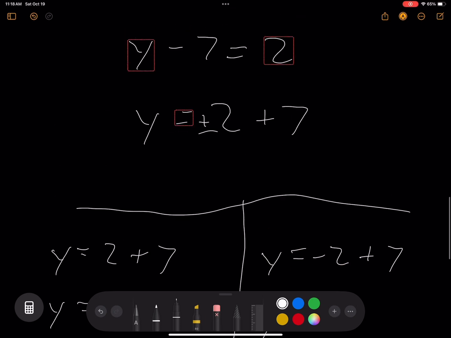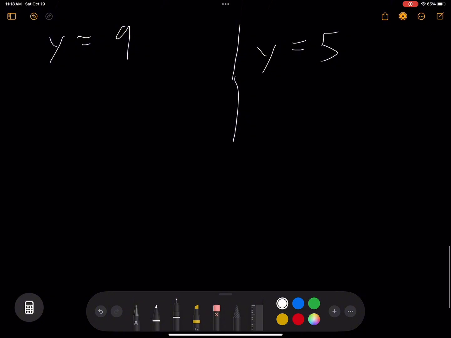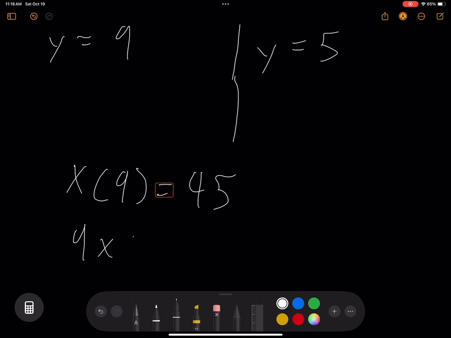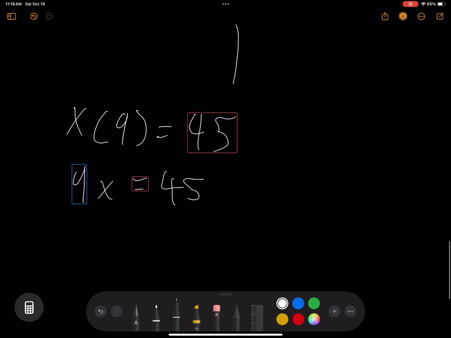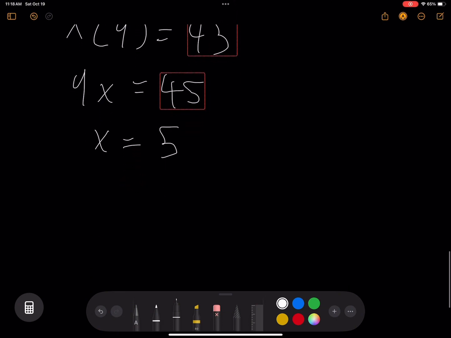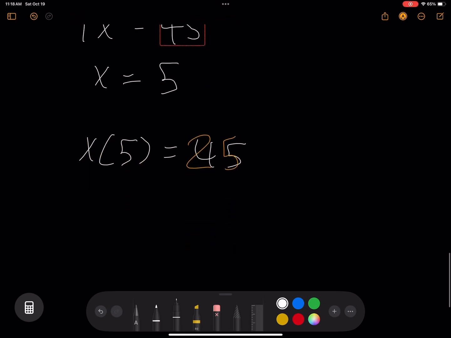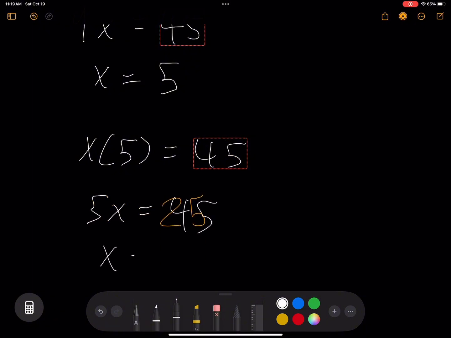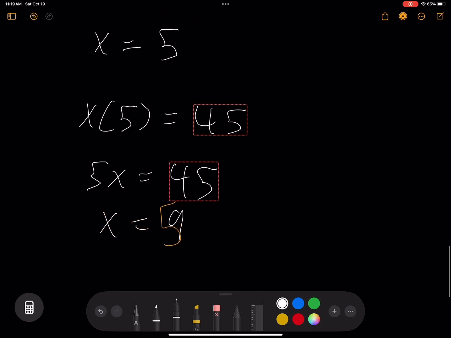Now we can solve for the value of x. So we'll sub it into equation 2. So x times 9, when y is equal to 9, is equal to 45. 9x is equal to 45. Now x is equal to 5, since 45 divided by 9 is equal to 5. Now we'll sub it in as if y was equal to 5. So x times 5 is equal to 45. 5x is equal to 45. So now x is equal to 9, because 45 divided by 5 is equal to 9.